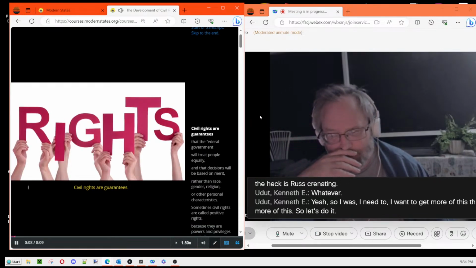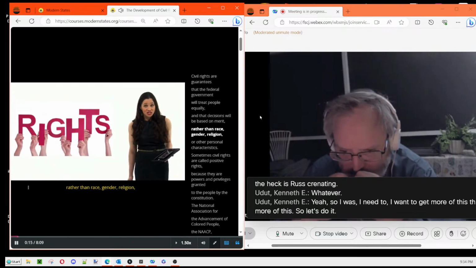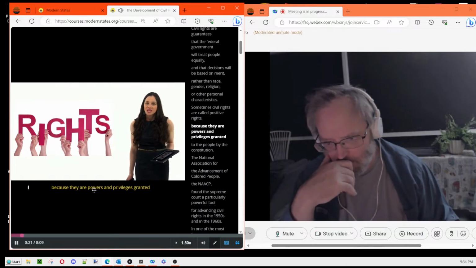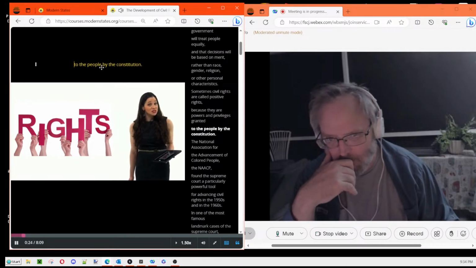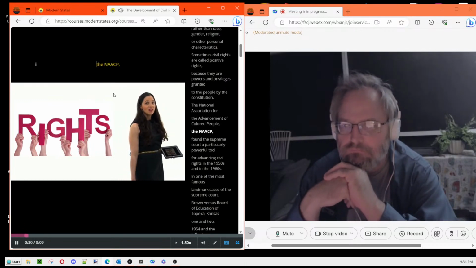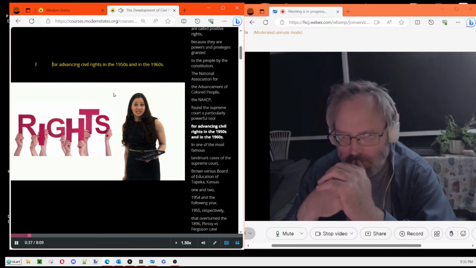Civil rights are guarantees that the federal government will treat people equally and that decisions will be based on merit rather than race, gender, religion, or other personal characteristics. Sometimes civil rights are called positive rights because they are powers and privileges granted to the people by the Constitution. The National Association for the Advancement of Colored People, the NAACP, found the Supreme Court a particularly powerful tool for advancing civil rights in the 1950s and in the 1960s.